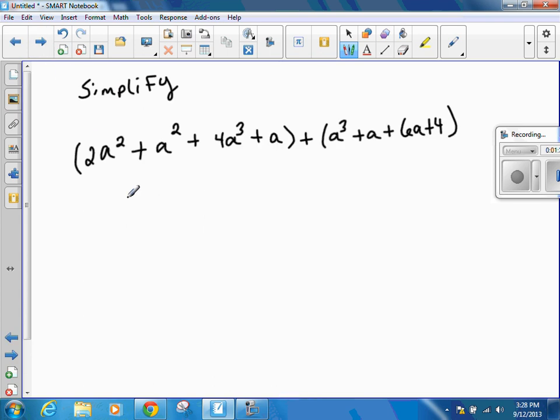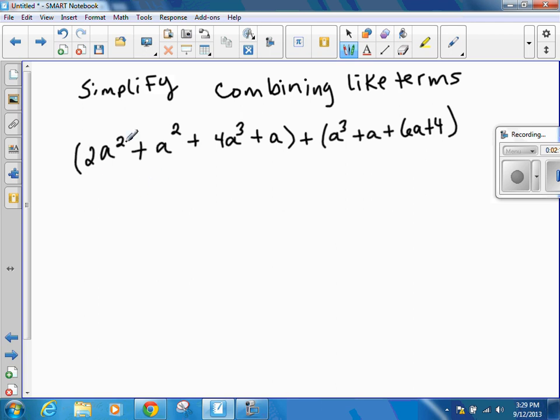Okay. Another problem that you'll see will look something like this, and I know it looks crazy now, but all we're doing is combining like terms. You have to pay attention to those exponents, okay? Because it looks like I have a square, a cube, and an a that doesn't have an exponent. So you have to be careful when we are combining like terms, okay?